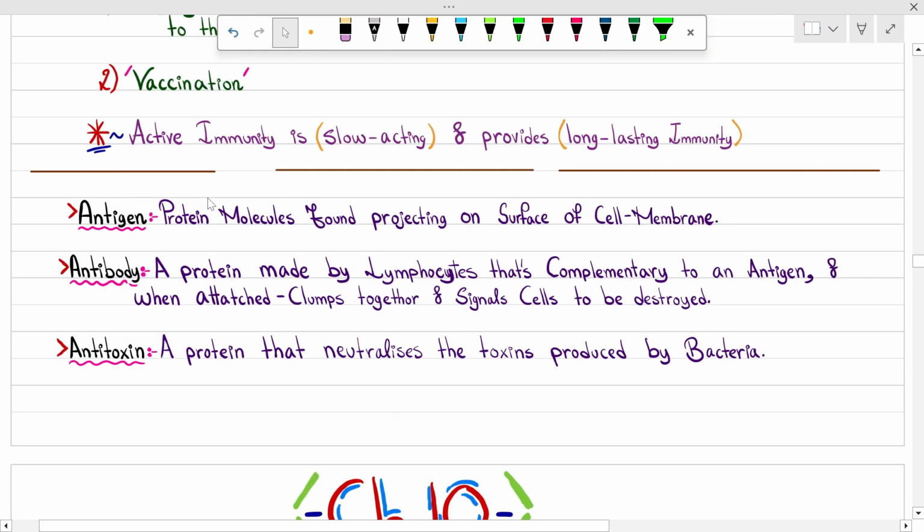Some key definitions: an antigen is a protein molecule found projecting on the surface of the cell membrane. This one is to be destroyed by the antibody. An antibody is a protein made by lymphocytes that's complementary in shape to an antigen, and when attached, it comes together and signals the cell to be destroyed. This is known as agglutination. An antitoxin is a protein that neutralizes the toxins produced by bacteria.